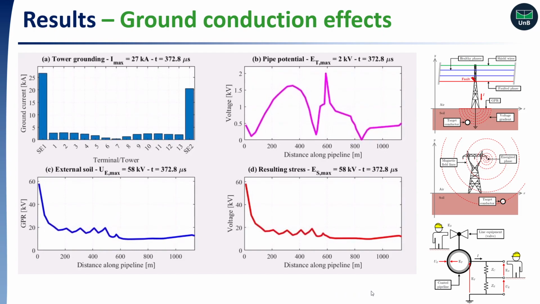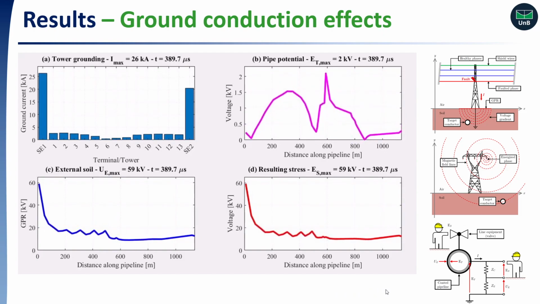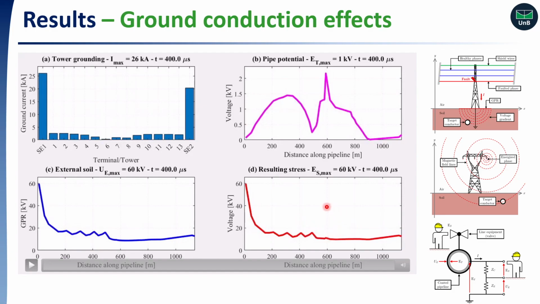So eventually all the current is being discharged into the soil by the substation. There's no visible effect in the region of the pipeline towers. We can also observe that we have very large stress voltages imposed on the pipeline. In the beginning of the simulation we have about 1500 kV and now at the end we have 60 kV. This is of course explained by the magnitude of the lightning current.